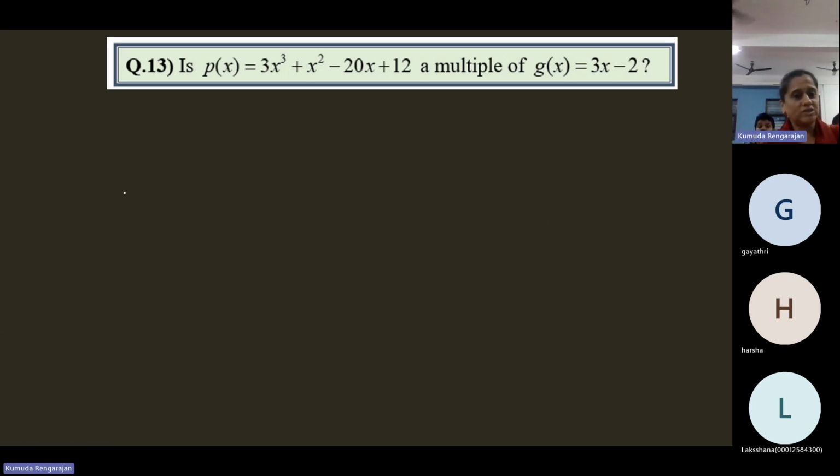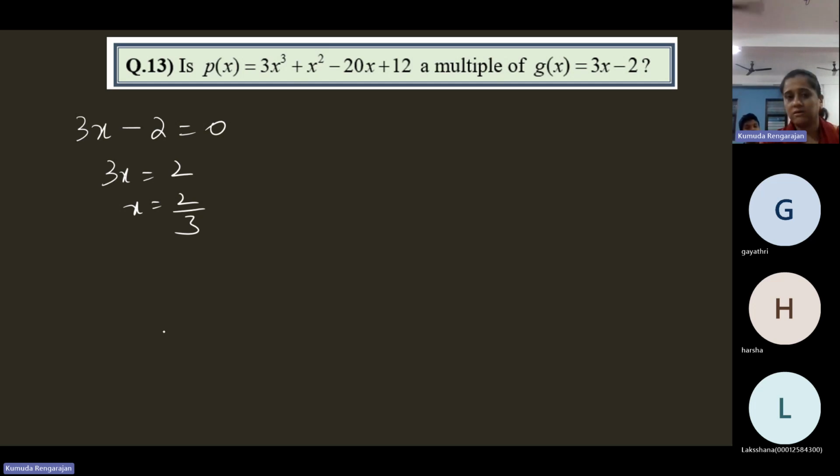So now you don't have to actually do the long division, since you need only the remainder, right? Remainder is enough to decide this, so we'll only find the remainder. How do you find the remainder? Equate the divisor to 0. 3x minus 2 is equal to 0. 3x is equal to 2. X is equal to 2 by 3.